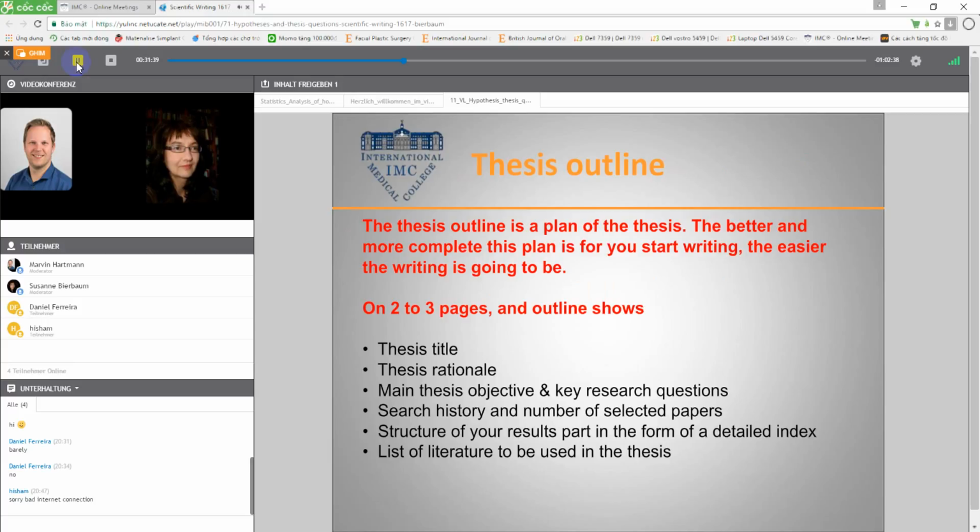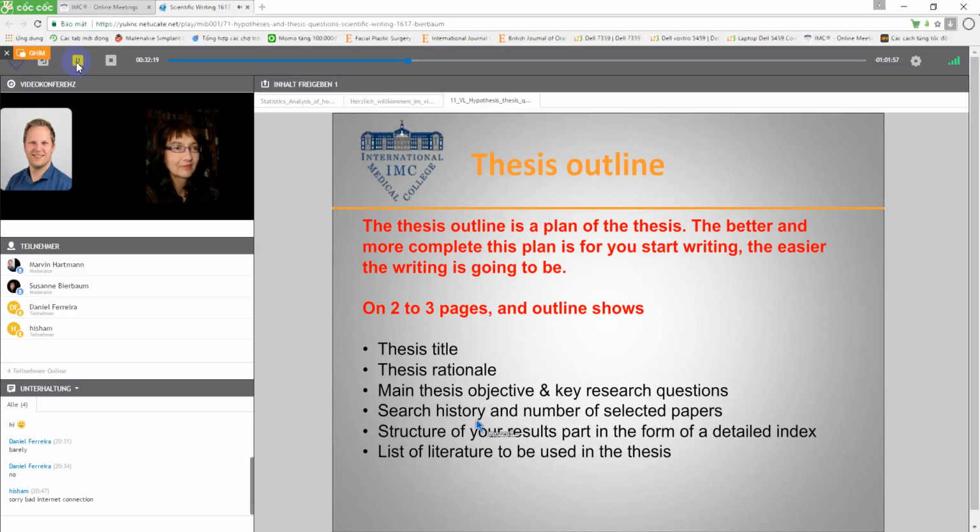Now about the outline, it's a plan of the thesis. The more complete the plan is before you start the writing process, the easier it will be for you to write. It's a plan, so it'll be short, a few pages only, and it should contain what is listed here. Yes, the title, obviously, the rationale, background. It's not absolutely necessary, but can be quite helpful for you. Objective and research questions. We'll get to these later. Yes, definitely. The search history. How have you searched up to now? How much did you find? Yes, definitely.